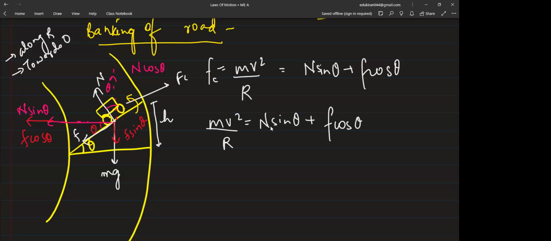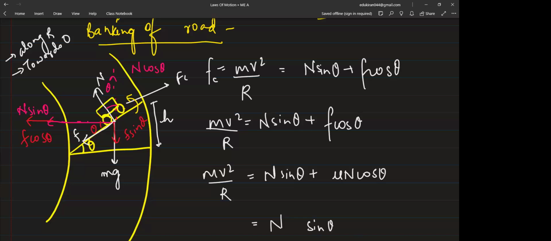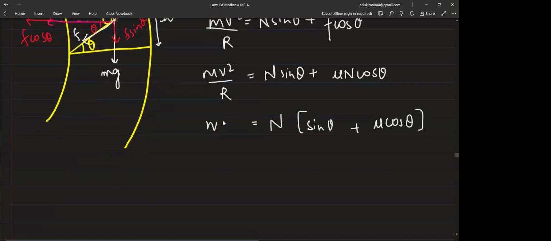Now let's do one thing. Let's put the value of frictional force also. So mv square by r is equal to N sin theta plus mu N cos theta. From here, let's take N common. So we are left with N times sin theta plus mu cos theta, equal to mv square by r.